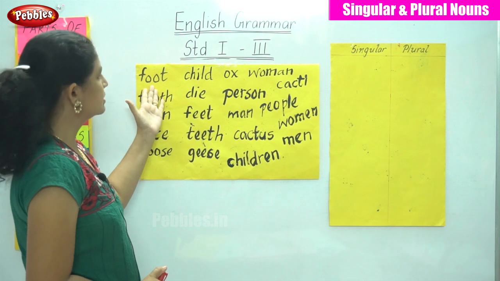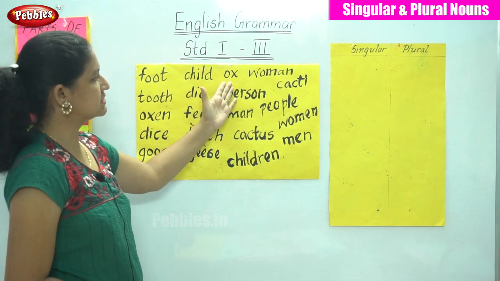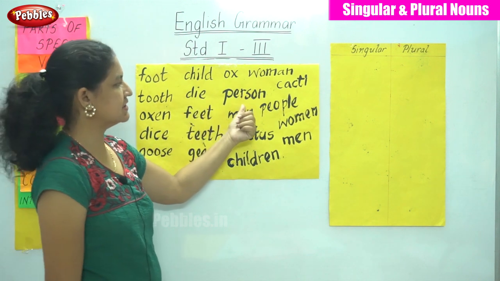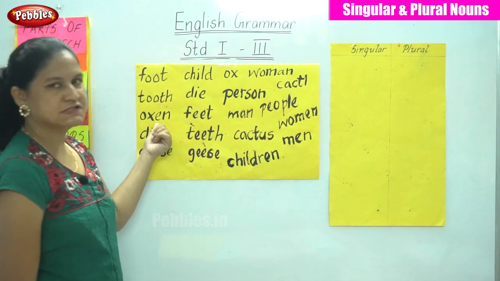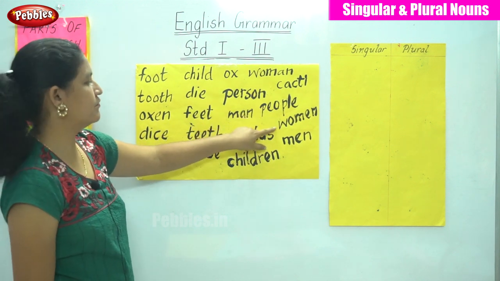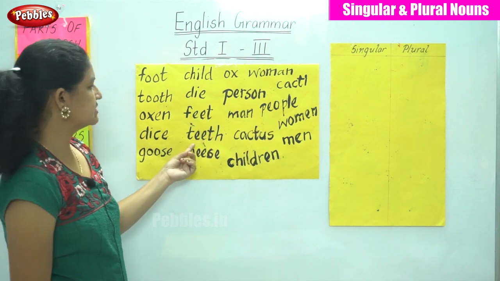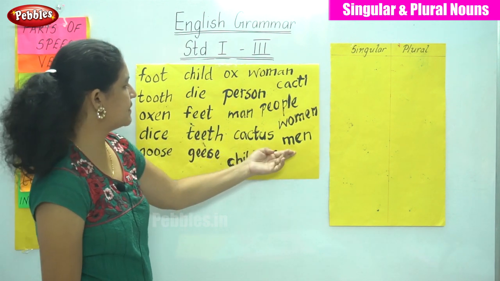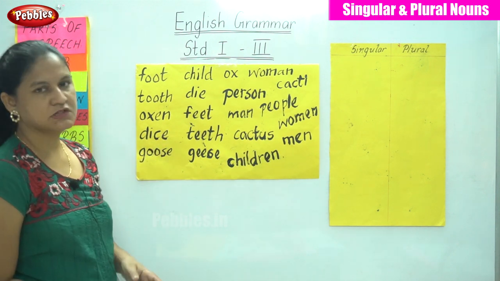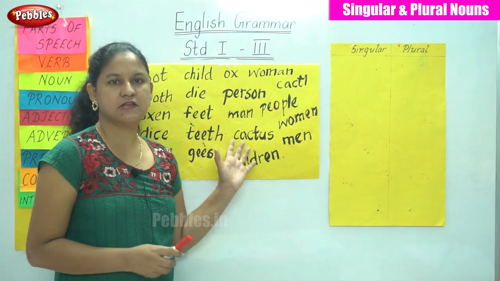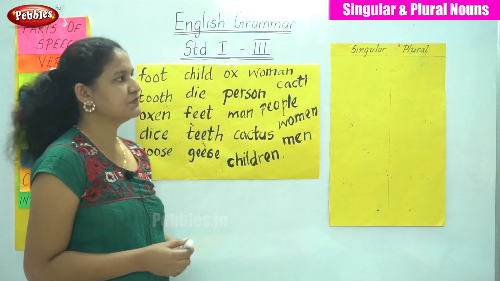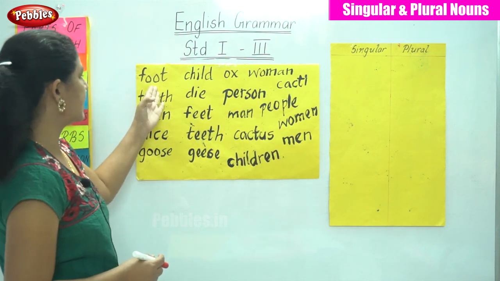So we have foot, child, ox, woman, tooth, die, person, cacti, oxen, feet, man, people, woman, dice, teeth, cactus, men, goose, geese, children. So these are all the words, nouns that are there, and we have to segregate it into singular and plural. So we have the first word as foot.